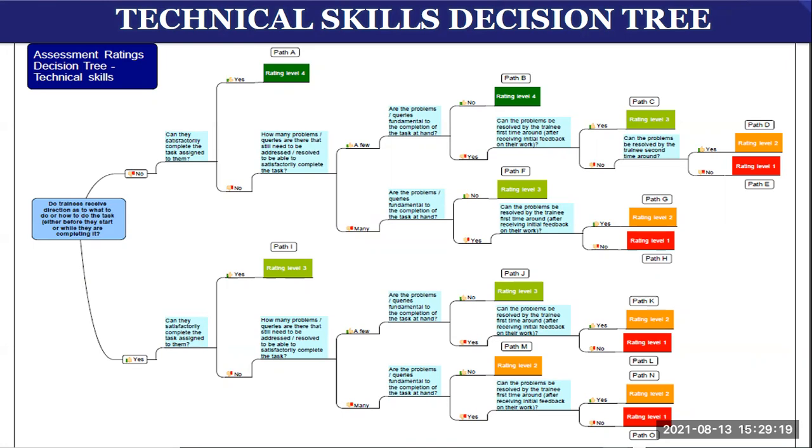And this is the question: can the problem be resolved by the trainee first time around? That is, after receiving initial feedback. And you can then answer yes or no. If you answer no, it means that you cannot perform the task, and you'll be given a rating level of 1 using path L. But if you then resolve the issues after intervention, you will then get a rating level 2. So that is how you use the technical skills decision trees.